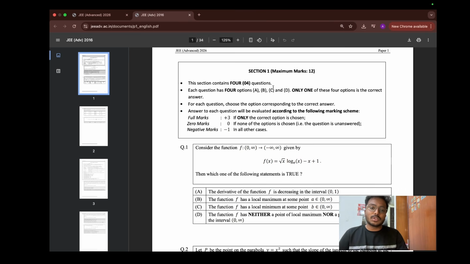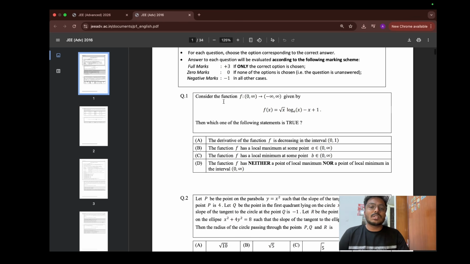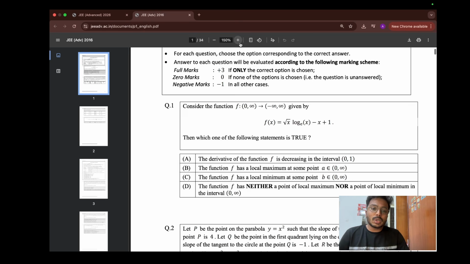The first section has the single correct answer questions, which is a very common pattern in JEE Advanced. This is the first question, and it is from functions. Also, one more thing, I'm not going to give any written solutions for this question paper. We are going to review each question, rate its difficulty level, and verbally discuss what the question is and where people can go wrong.